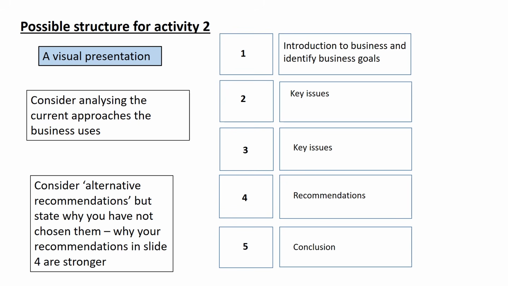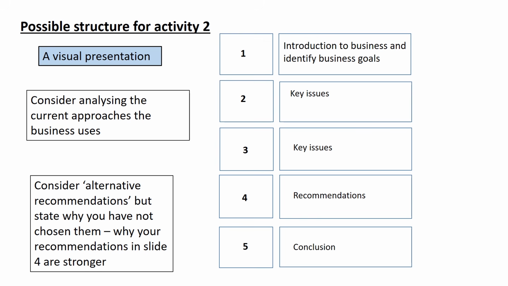This is a possible way to structure your slides for activity number 2. You might want to have 5 slides. First slide is introduction to the business and identifying the business goals. Slide 2 and 3, the key issues. Slide 4 might be the recommendations, and slide 5 the conclusion, or slide 4 might be the conclusion and slide 5 the recommendations, as long as you have a logical structure.